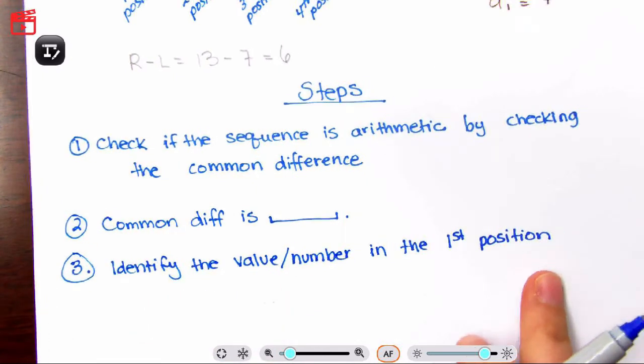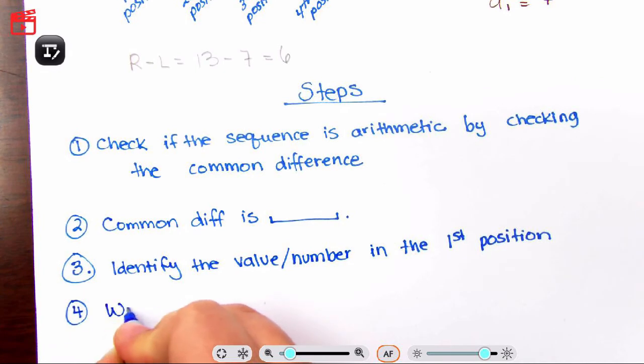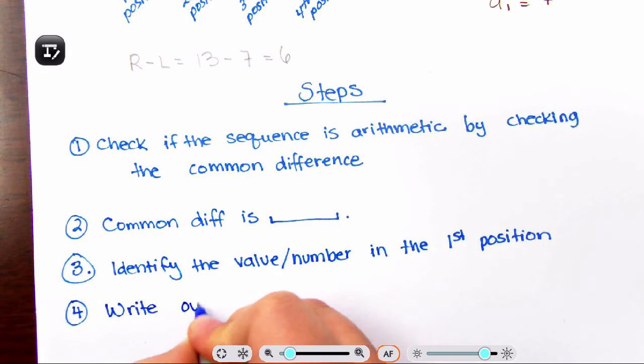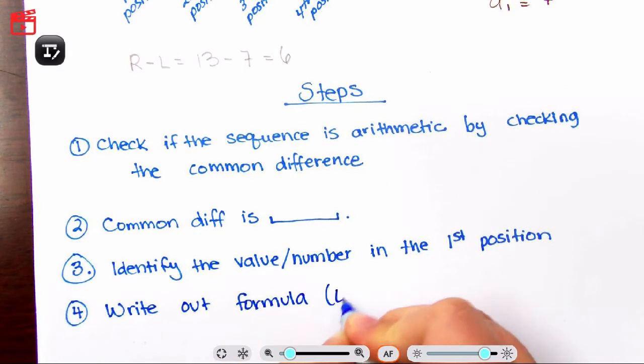Identify the value in the first position. Step number four: plug into, let's write our formula. Or it's going to be the explicit rule.